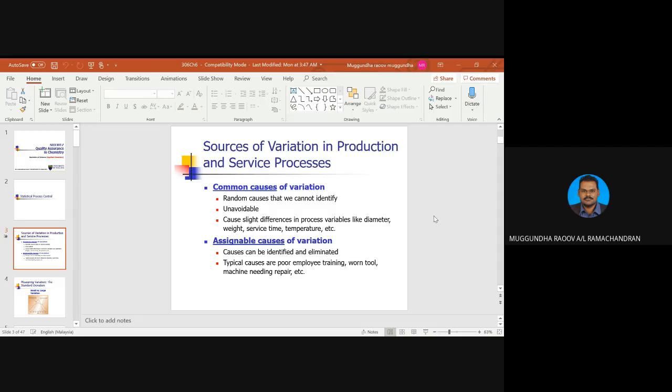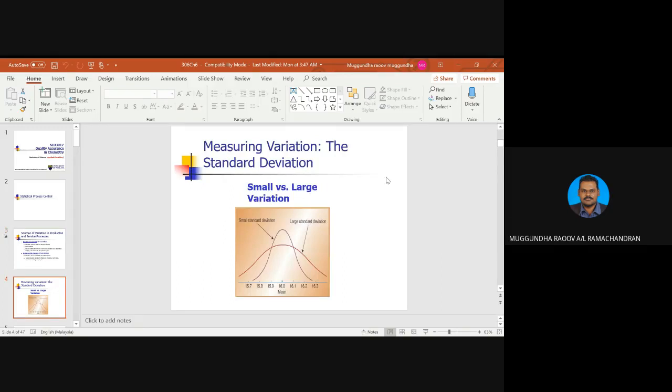Apart from that, there are assignable causes of variation. Assignable causes are the causes that can be identified and eliminated. For example, employee training, or a machine needing repair or something like that. These are the measures of variation, class: the standard deviation. When we talk about standard deviation, this curve represents a very small standard deviation, while this curve represents a large standard deviation.